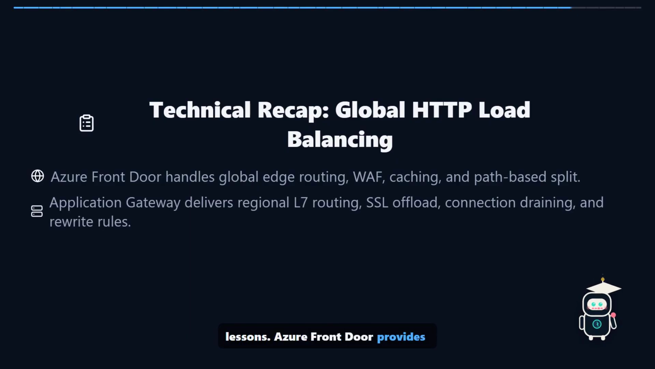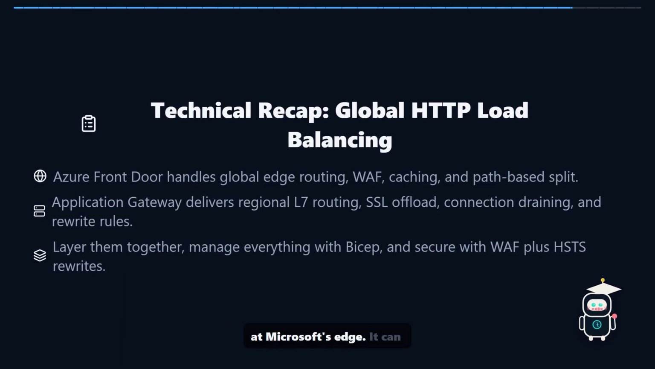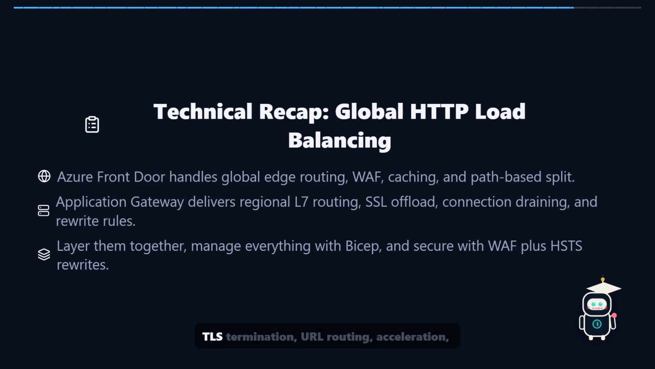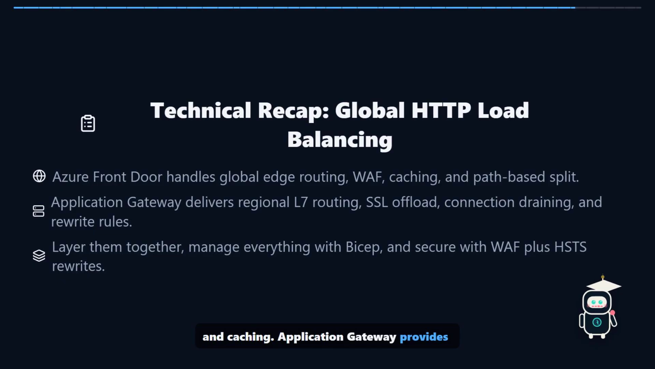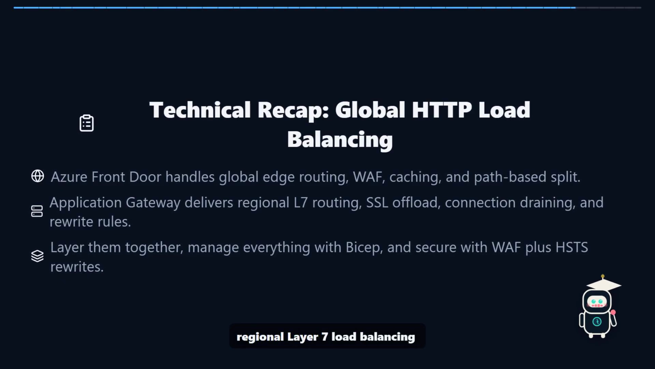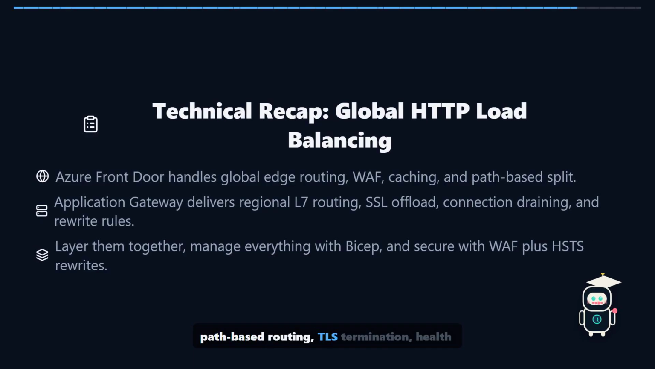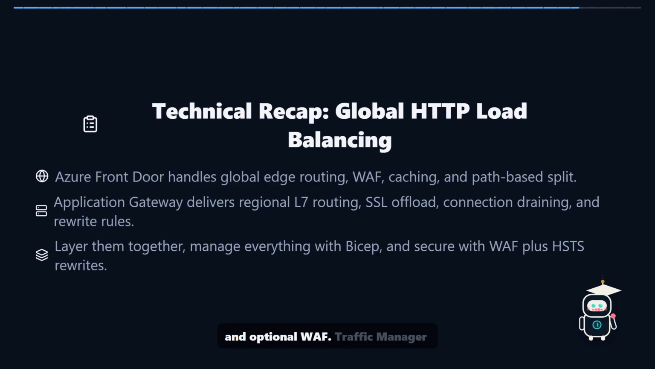Azure Front Door provides global Layer 7 application delivery at Microsoft's edge. It can provide health-based origin selection, WAF, TLS termination, URL routing, acceleration, and caching. Application Gateway provides regional Layer 7 load balancing inside your Azure networking architecture. It supports capabilities such as path-based routing, TLS termination, health probes, connection draining, session affinity, and optional WAF.